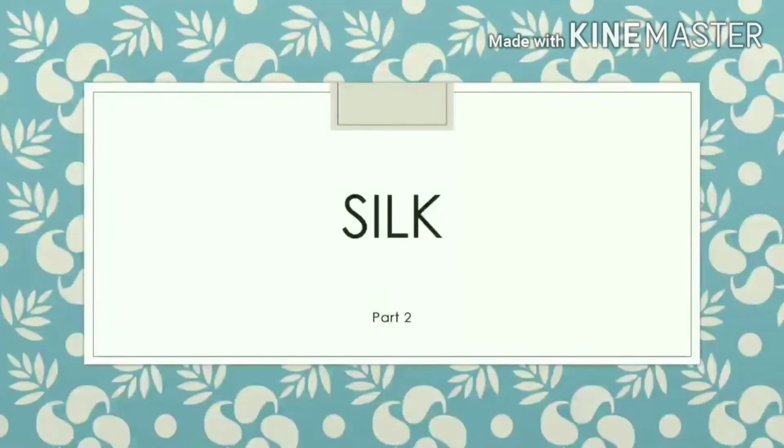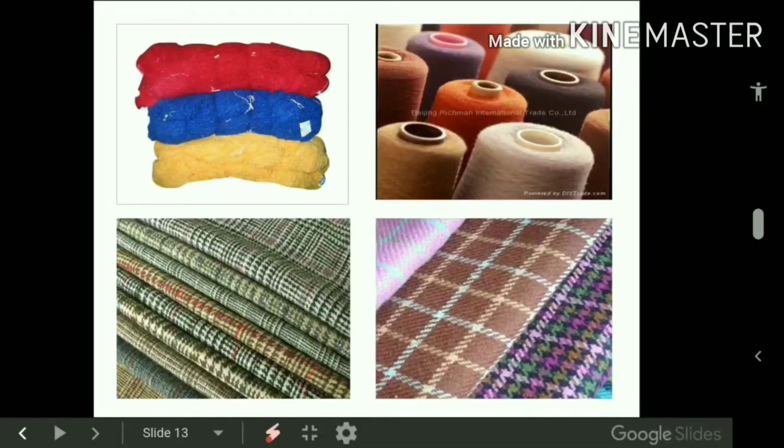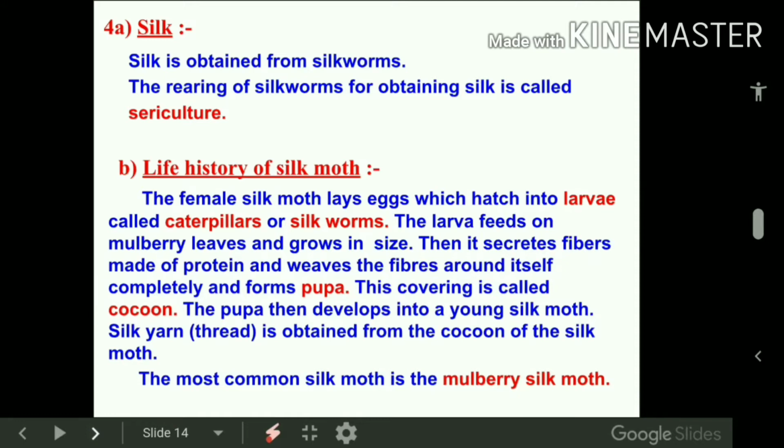Good morning students. Today's topic is silk and how we can obtain silk fiber from the silk moth. We'll learn about silk. So what is silk? Silk is obtained from silkworms. The rearing of silkworms for obtaining silk is called sericulture. Now, the life history of the silk moth.